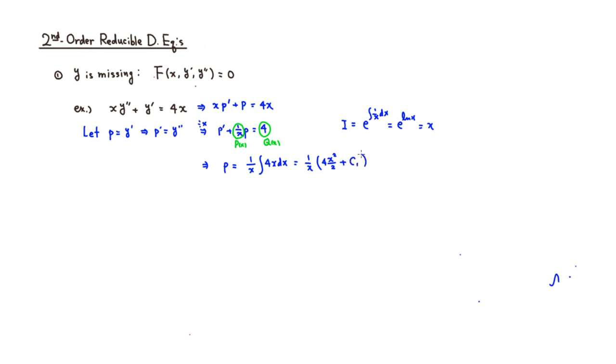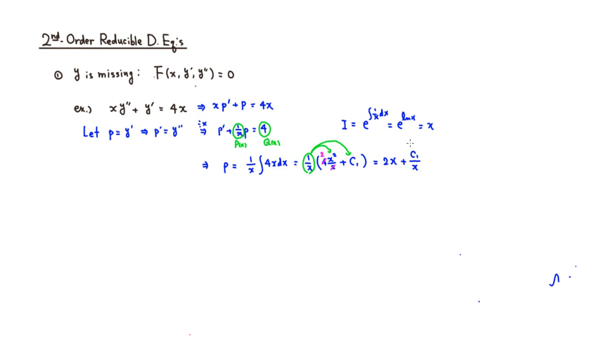Then I'm going to clean up a little bit. 2 and 4 cancel out with 2 left over. Then I'm going to distribute 1 over x to both of these terms. So you end up getting 2 is already there, x squared divided by x is just x, then we have C1 over x.